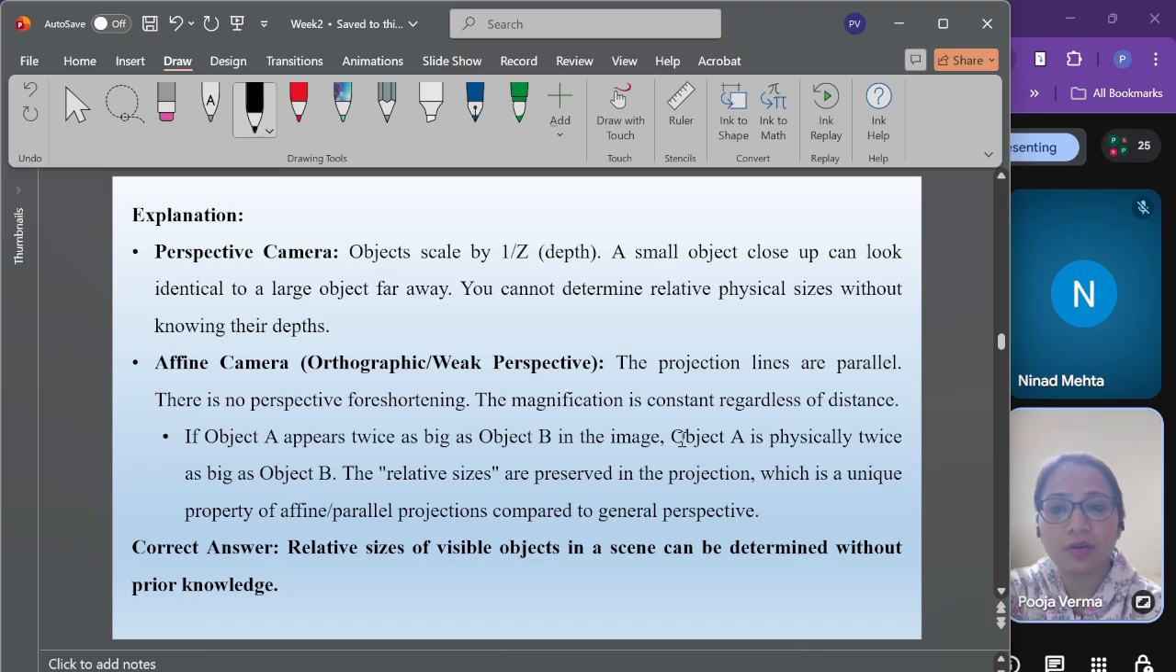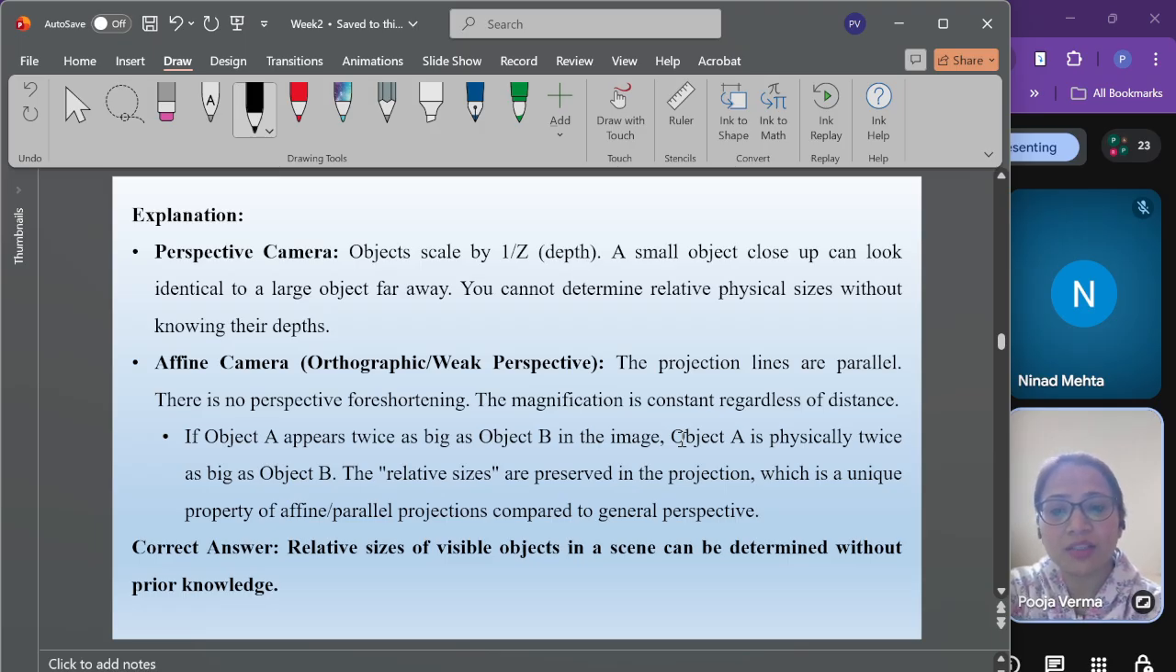So in the affine camera, or the orthographic or weak perspective, the projection lines are parallel, so there is no perspective foreshortening, and the magnification is constant regardless of the distance. If object A appears twice as big as object B in the image, then object A is physically twice as big as object B. So relative sizes are preserved in the projection, which is a unique property of affine or parallel projections compared to a general perspective.